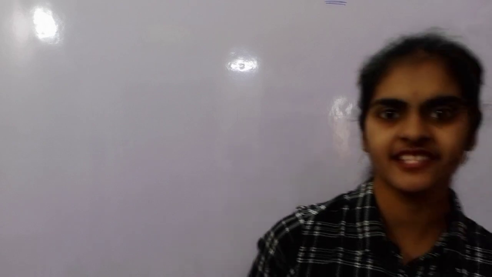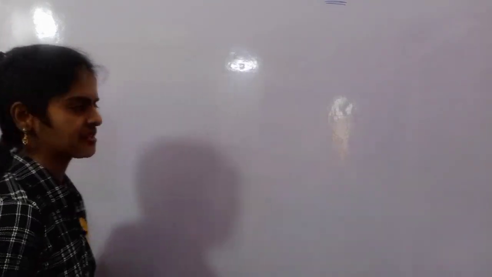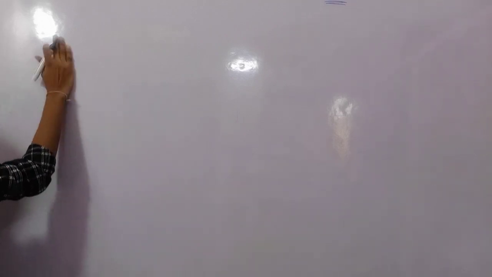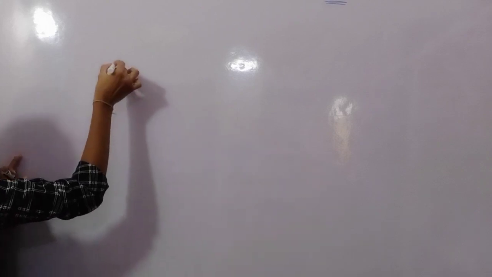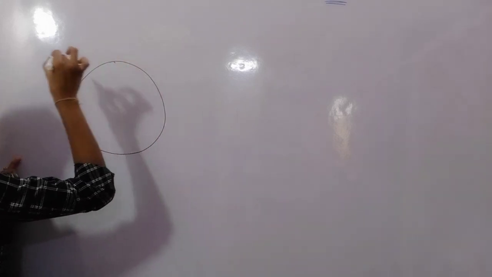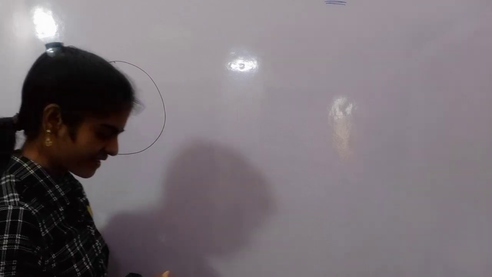Okay, so now since you have learned what is a tangent and what is a secant, let us proceed to the next concept. Tell me, if I draw a circle on this plane surface, this circle is dividing the plane into how many parts?